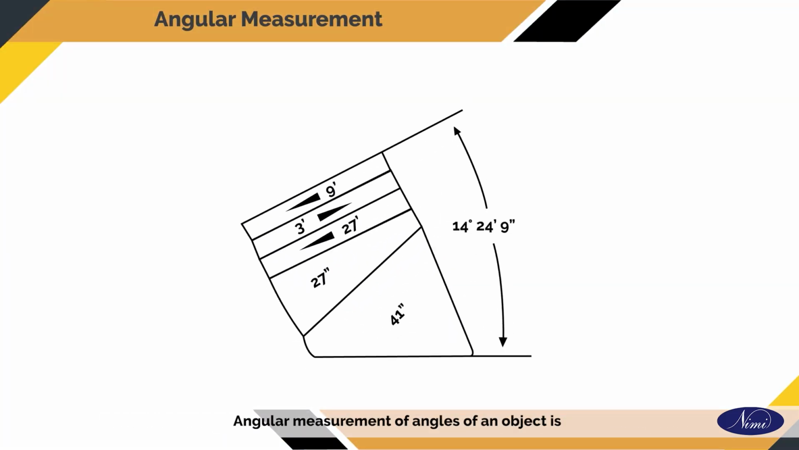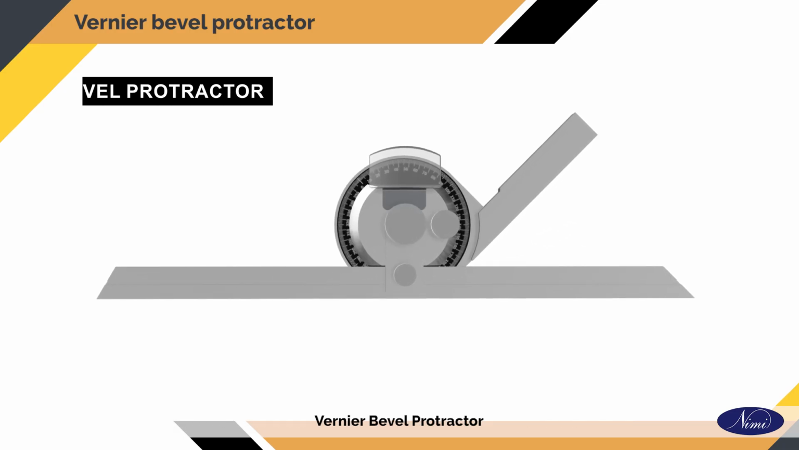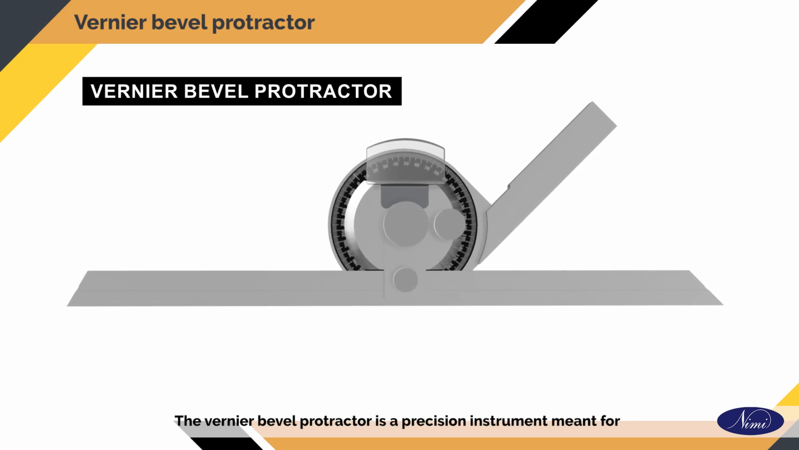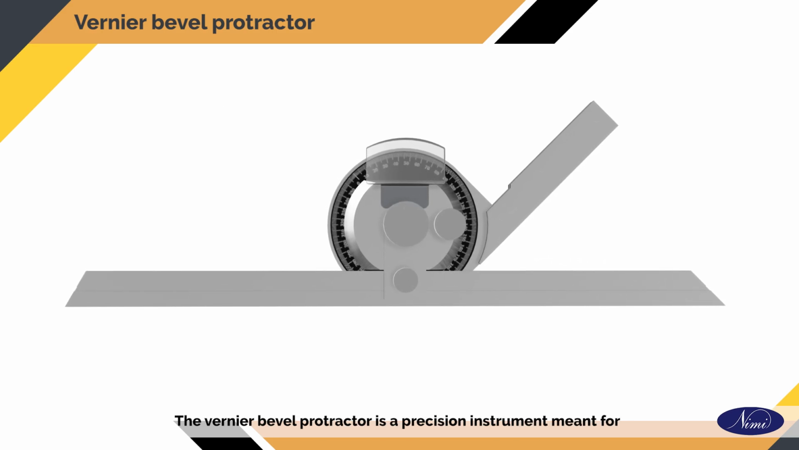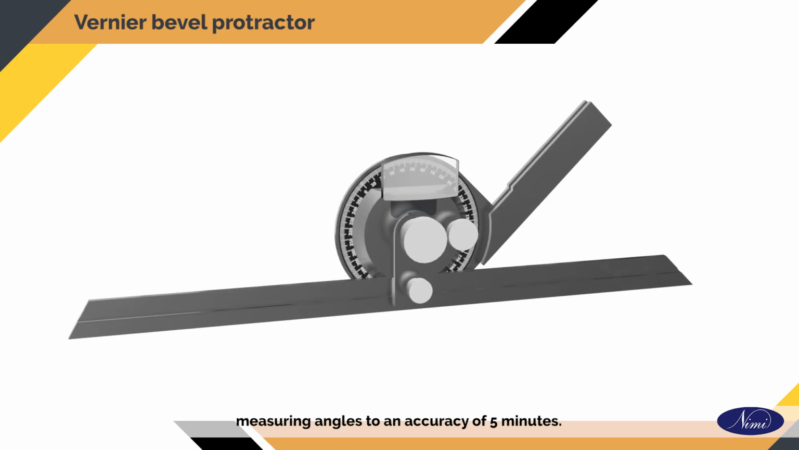Angular measurement of angles of an object is usually expressed in degrees, minutes and seconds. 1 degree is divided into 60 minutes and 1 minute into 60 seconds. The tool used to measure angles accurately with precision is the vernier bevel protractor. The vernier bevel protractor is a precision instrument meant for measuring angles to an accuracy of 5 minutes.